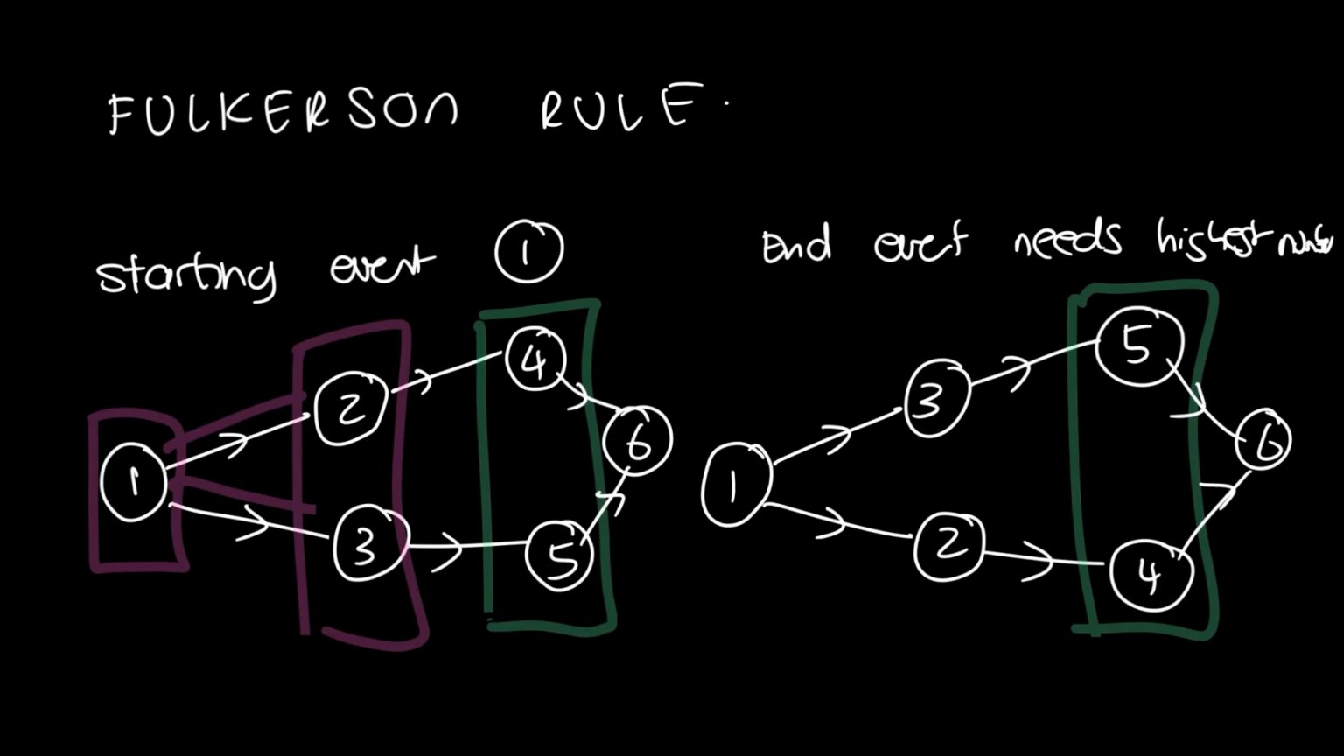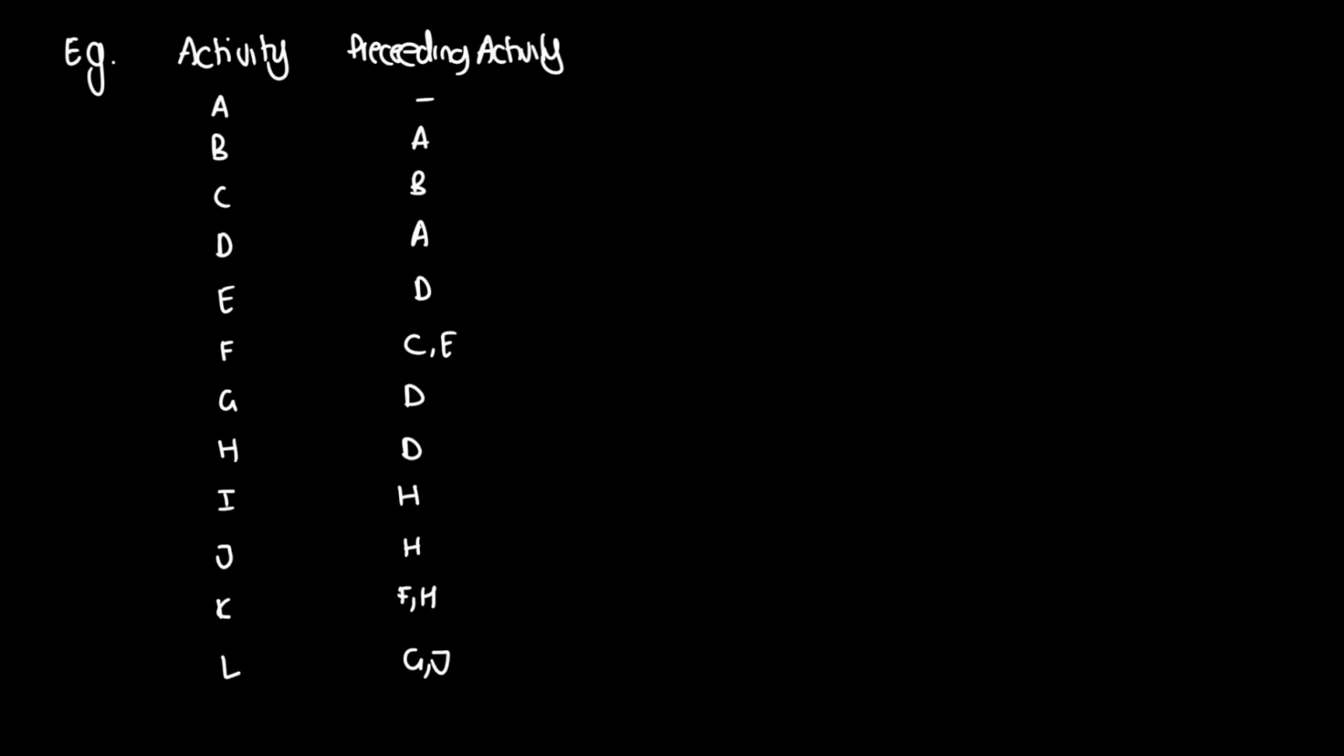Then you slowly go through the levels: you look at all the activities that are connected to 1, you number their end events, then you go to the next level and you number their end events, and so on. Okay, so let's do another example. In this example, we look for whichever one does not have a preceding activity. In this case, it is activity A. So we're going to have a starting event where activity A is going to lead from.